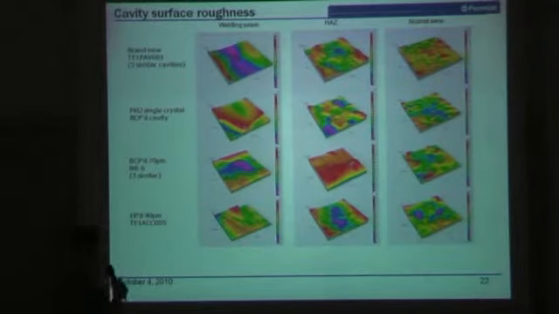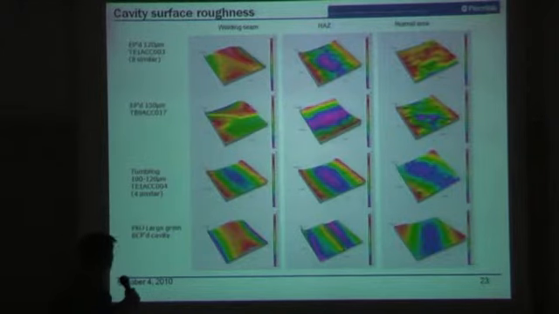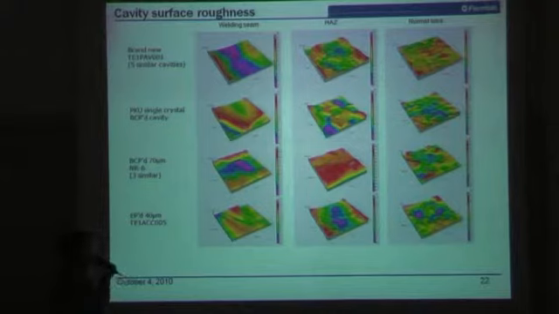Cases. Now, we go to the surface roughness comparisons. We have basically 8 categories of cavities. The second page. Again, we look at the 3 regions. And for the welded seam, we look at the surface roughness.